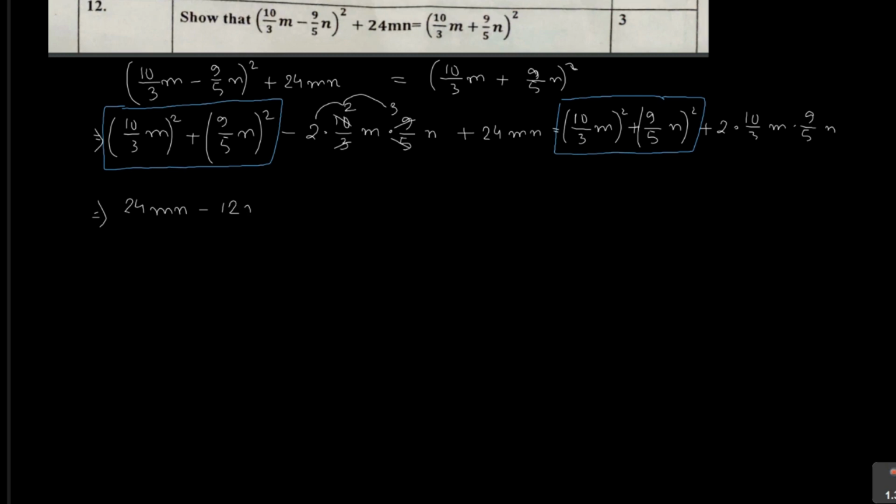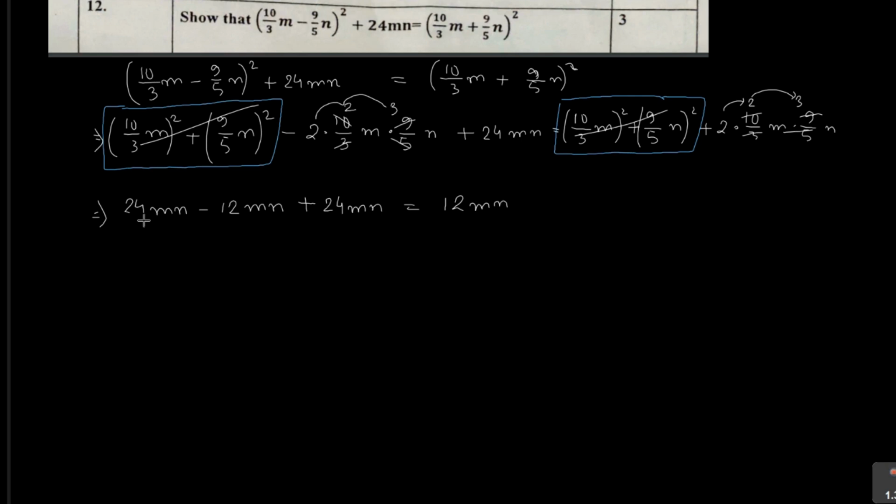12 times mn plus 24 mn would be, again, these parts are cancelled out, right? All of this is cancelled out. So I'm left with this again. 3 times 3, 5 times 2. 2 times 2, 4. 4 times 3, 12. So I'm left with 12 mn.